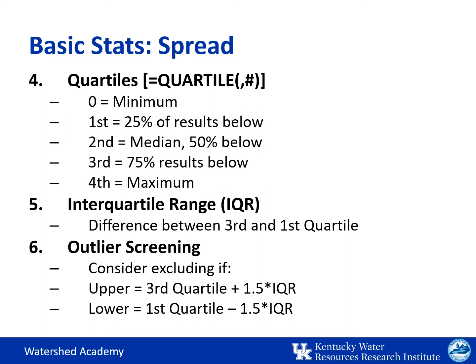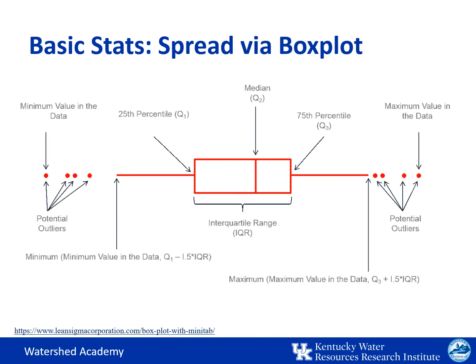It can also be very helpful in performing outlier screening. Potential outliers include values that are 1.5 times the interquartile range, or the middle 50% of their values. This may be better illustrated in the following graphic. This graph is called a box plot, or a box and whiskers plot.